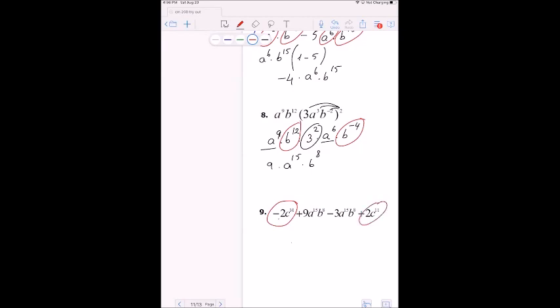As you see, negative 2c to the power of 11 and positive 2c to the power of 11 will be simplified. That's it. Then a to the power of 15, yes. B to the power of 8, yes. So these two are like terms too, and we just operate the coefficients. 9 minus 3 is 6, a to the power of 15, b to the power of 8. Okay, is this clear? Next one.